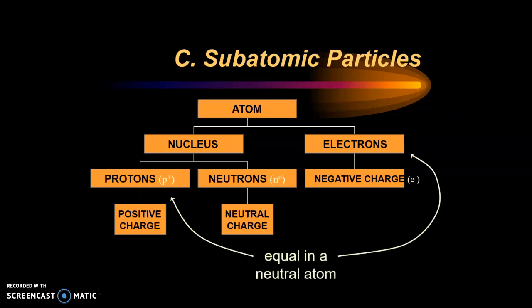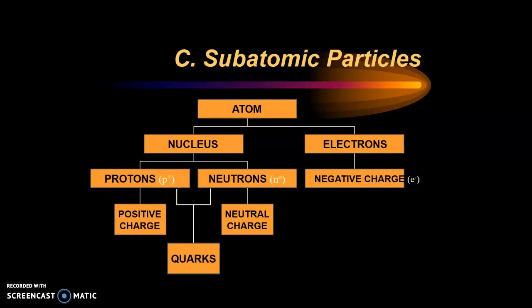In a neutral atom, meaning that it has no charge, the number of protons has to be equal to the number of electrons. So if we have 5 protons, there must also be 5 electrons because 5 positives and 5 negatives equals 0. So in a neutral atom, meaning every element that you see on the periodic table has the same number of protons as it does electrons to start out with.